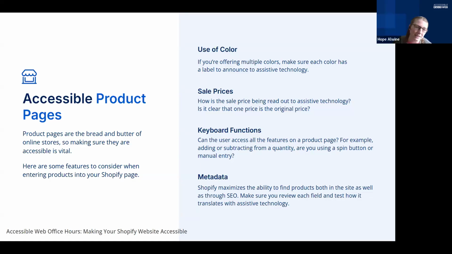And our last one is metadata. Shopify maximizes the ability to find products both in the site as well as through your search engine optimization, or SEO. Make sure you review each field when building product pages and test how it translates with assistive technology.